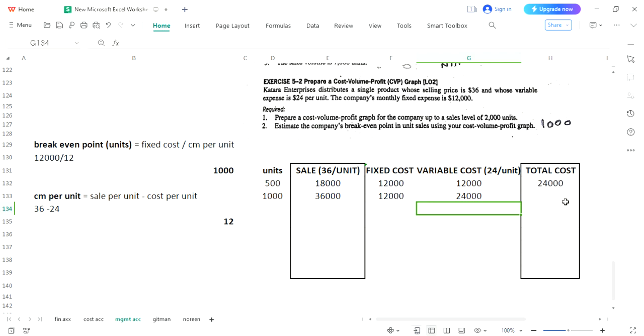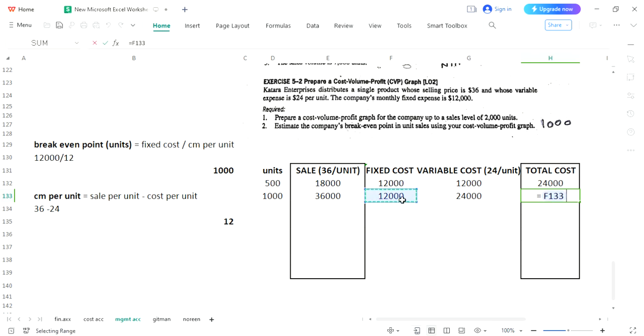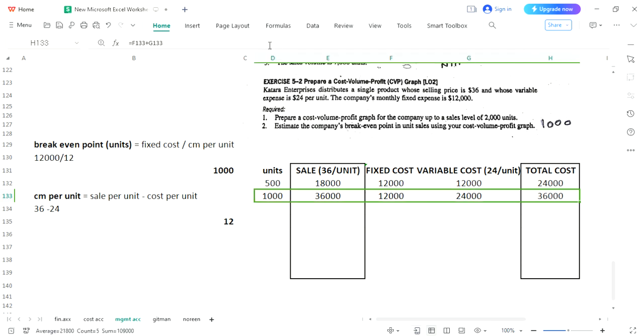So at 500 units, cost was 24,000 and sale was 18,000. It was not equalized. We are searching for the point where your cost is equal to your sale price. Total cost we are going to calculate by adding fixed and variable cost. Your fixed cost was 12,000, and then you will add your variable cost, that is 24,000. That's great, 36,000 has arrived and we have achieved our break even point.